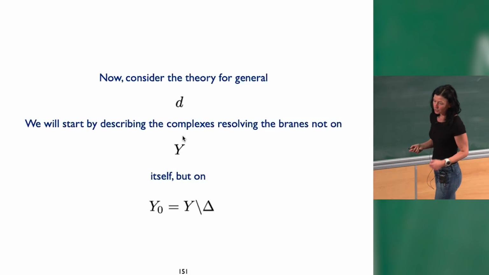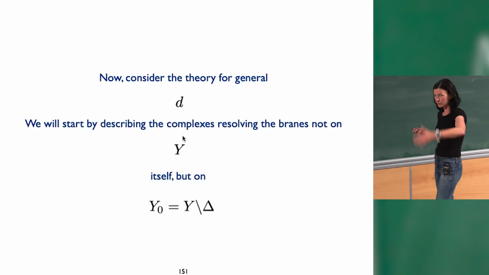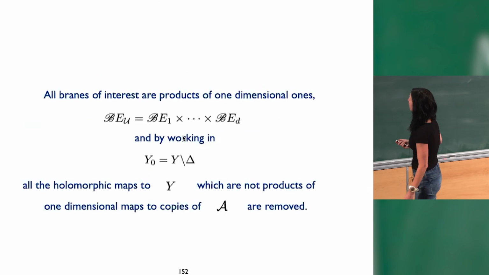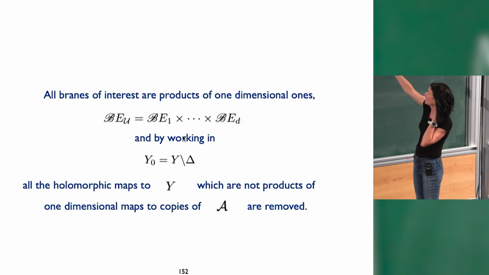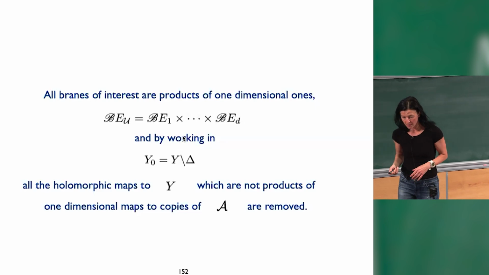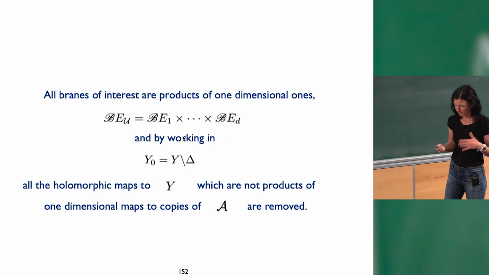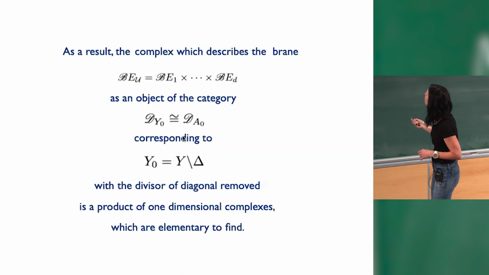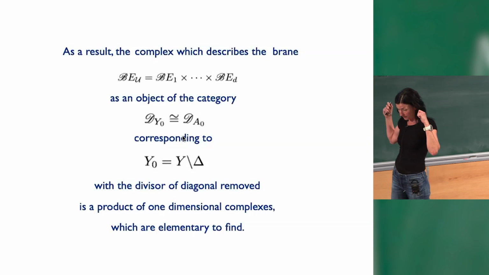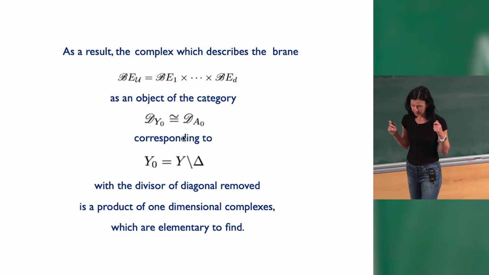Anyway, now we need to do this not just in one dimension, you need to do it in general dimension. So we'll start by describing complexes resolving the branes not on the space we want, but on a space with the diagonal removed, the divisor that corresponds to points of the same color coming together. So since all branes of interest are products of one-dimensional Lagrangians, working on Y0, where the diagonal is removed, you've killed everything but one-dimensional maps to copies of A. As a result, the complex that describes the brane we want in Y with diagonal deleted is simply a product of one-dimensional complexes, up to gradings that you can keep track of.